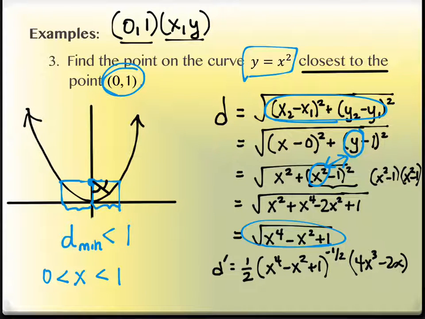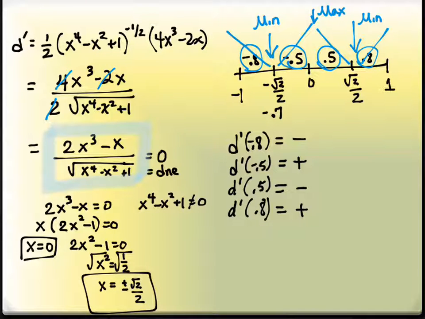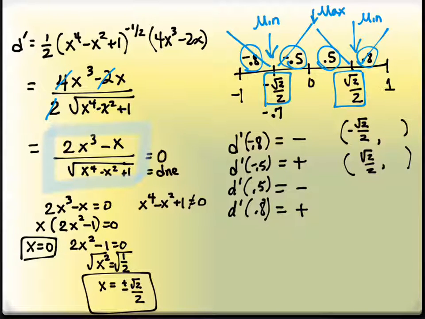Now there is one catch on this problem. It asks for the point on the curve. There are 2 points, and these are the x values where you're closest. So this is negative square root 2 over 2, and this is positive square root 2 over 2, but we're asked for the points, which is an ordered pair, right? So we have to plug them in.